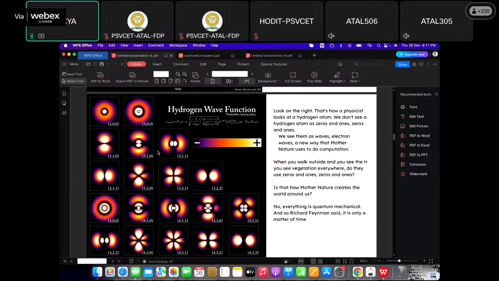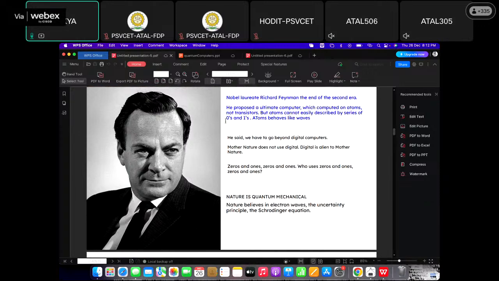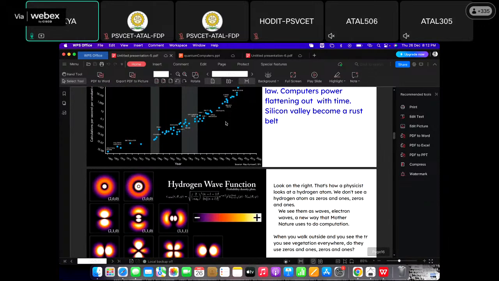When you walk outside and see the vegetation everywhere, does it use zeros and ones? Is that how Mother Nature creates the world around us? No, everything is quantum mechanical. Richard Feynman said it is only a matter of time. Our vegetation doesn't use zeros and ones. This is the image of the hydrogen wave function. You should check the biography of this Nobel laureate, Richard Feynman.